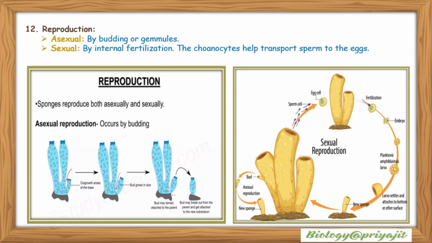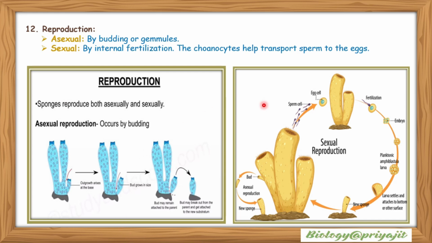Now, reproduction can be of two types in the case of sponges: asexual and sexual. Asexual reproduction occurs by means of budding or gemmule formation, mainly by budding. An outgrowth arises at the base and the bud grows in size, but may remain attached to the parent. After that, the bud may break away from the parent and get attached to a solid substratum. So this is the basic process of asexual reproduction in sponges.